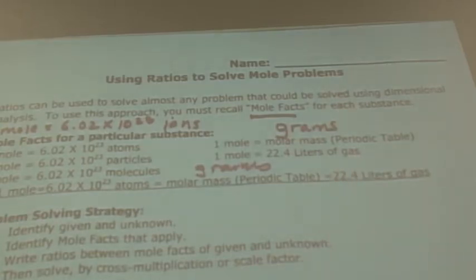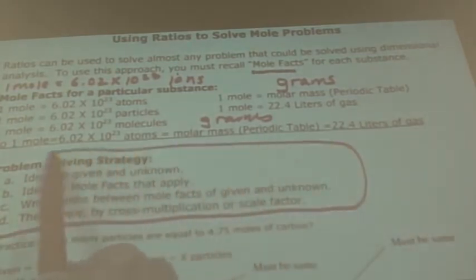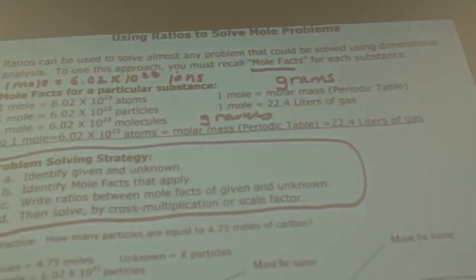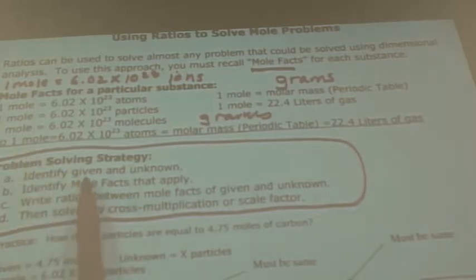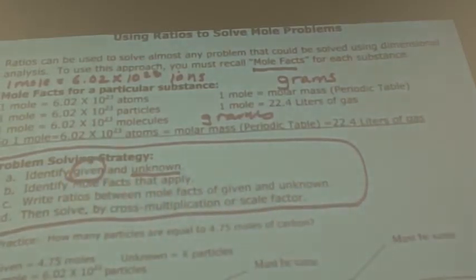All right, this right here is what I want you to use as the procedure for these problems. I want you to identify the given and the unknown. We're going to be circling the given and underlining the unknown.